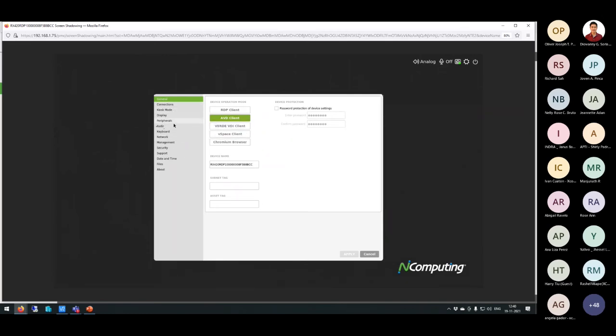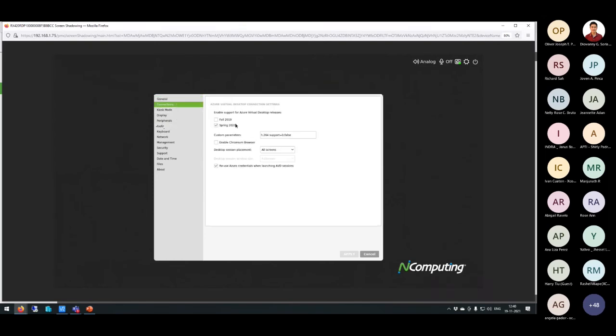So here you see multiple options in general. You see the client mode. Based on the VDI, whichever platform you want to connect, you can choose over here. And then in the connections, you have options like the Azure Virtual Desktop releases. If you are running Fall 2019, you can select it over here. Right now my setup is with Spring 2020, so I have selected the Spring 2020 option.